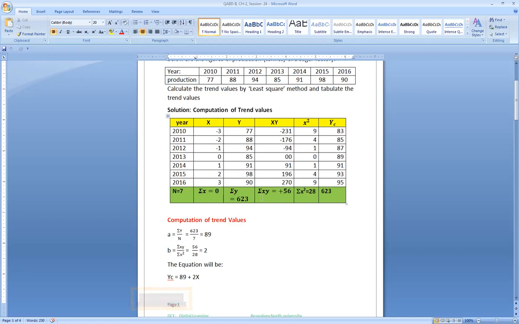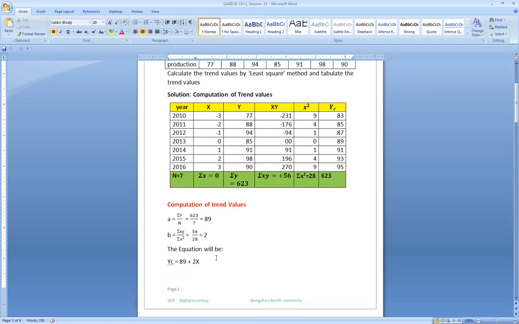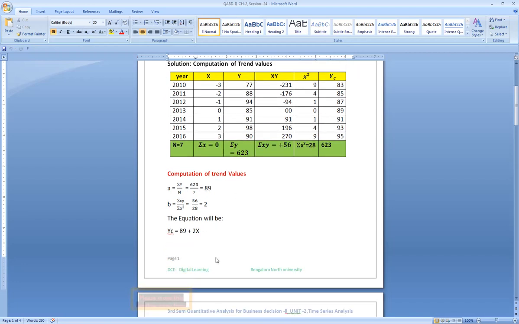Total all the values before going to compute the trend value, that is the last column. So n here is 7, sigma x is 0, sigma y value is 623, sigma xy is 56, sigma x square is 28. Leave the last one as it is. Let us substitute the values in the formula. Calculation of a: sigma y by n, 623 divided by 7, it is 89. B value is sigma xy divided by sigma x square, that is 56 divided by 28, the value is 2. Therefore, the value of a is 89, b value is 2.